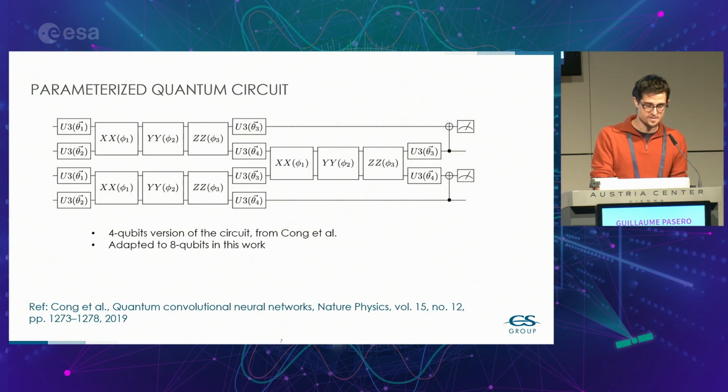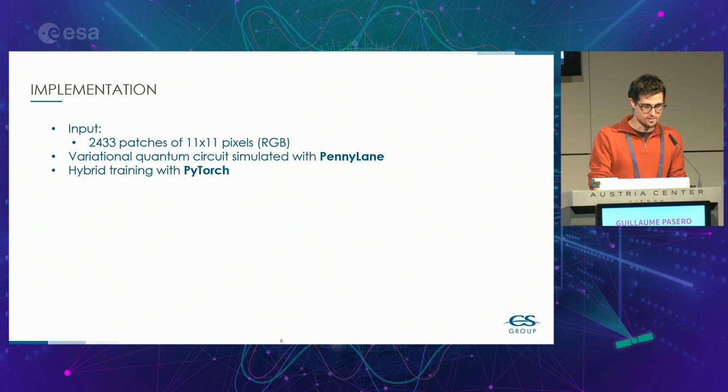So here is a bit of detail on the quantum part. We reused a circuit from previous work by Kong et al., because it was a circuit simulating a quantum convolutional network, and we adapted it to 8 qubits for this work. The implementation was done using PennyLane for the quantum part, and the hybrid training using PyTorch on a set of more than 2,000 patches.